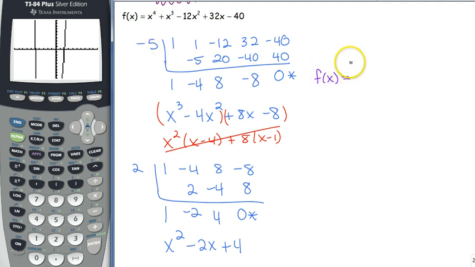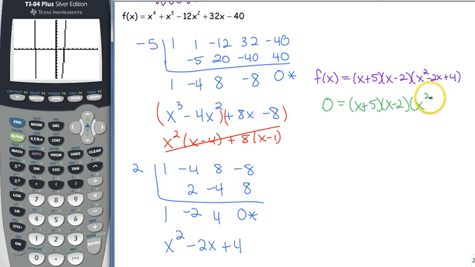We found a solution at -5, which means we have a factor of x plus 5. We've got a solution at 2, which means we've got a factor of x minus 2. And last, our factor is x squared minus 2x plus 4. We couldn't factor that any further, so that's how we have to leave it. And we go ahead and start solving by setting it equal to 0. And we're going to set each piece equal to 0. So we've got our first one, x is equal to -5, and x is equal to +2.